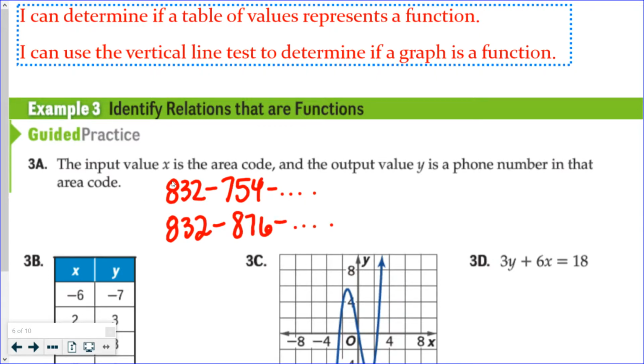So both of these put in 832, and what came out of it was two different numbers. Is it okay for one input to give us two outputs? Is it okay for one x value to give us two y values? The answer is no. So this is not a function.